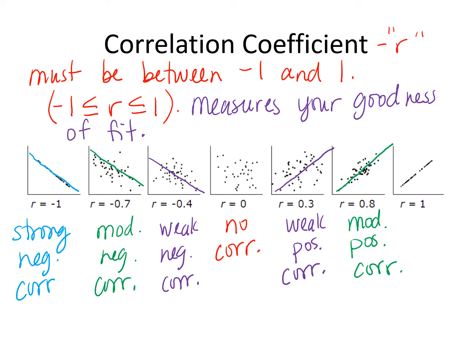And then last but not least, when I draw the line for r equals 1, notice the line goes through the points. So this is an example of our strong positive correlation. So again, we're just trying to introduce you to what correlation coefficient is. You will study it in later courses. I even reviewed this with my pre-cal students this year.